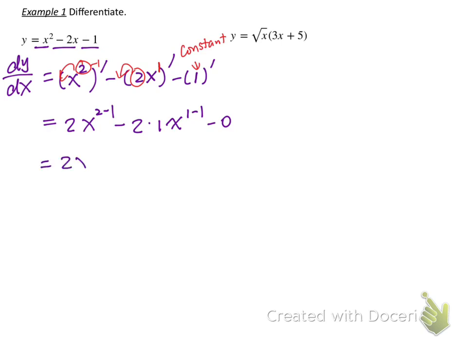And I'm getting 2x, 2 minus 1 gives me 1. So x to the first power is x itself, minus 2 times 1 is 2. X to the, this equals 0. X to the 0 power is 1. So this whole thing equals 1, which means I don't need to write any of them. And minus 0 is just nothing. So the answer will be 2x minus 2.